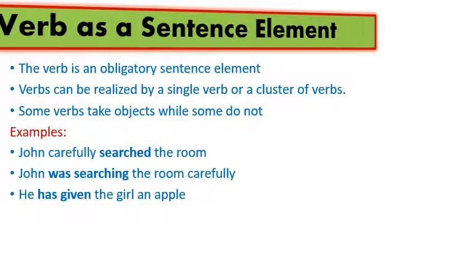John carefully searched the room. John was searching the room. He has given the girl an apple. Now, in the first sentence, you see that we have just one verb, searched, as the main verb. And then in the second sentence, we have a group of verbs, 2 verbs, one auxiliary verb and one lexical verb. In the third sentence, we also have one auxiliary verb, has, and another lexical verb.